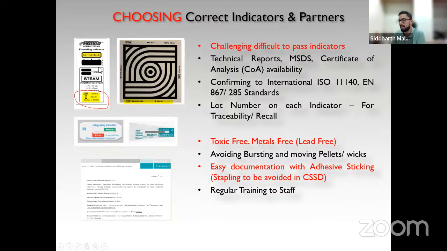Considering if you place this indicator inside the oven, it should not pass, because the oven is going to work at 140, 160 or 200 degrees Celsius. We want that steam should be there inside the autoclave when this indicator has to pass. It has to conform to a lot of international standards. If you are taking an indicator from any company, ask the company to provide the technical reports, certificate of analysis, MSDS, all these things.